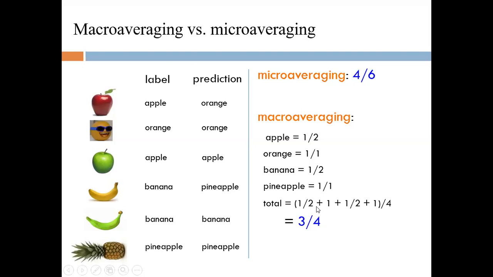Now, the macro averaging accuracy of a multi-class classifier will be calculated as the sum of the accuracy per class divided by the total number of output class labels. So these are the accuracies per class for each of these labels divided by the total number of output class labels. So we have 4 output class labels. We have 4 classes: apple, orange, banana, and pineapple. So this gives me the macro accuracy as 3 divided by 4, that is 75%.